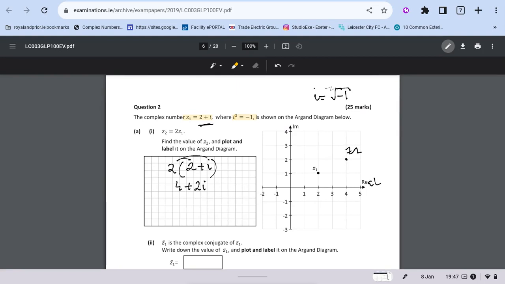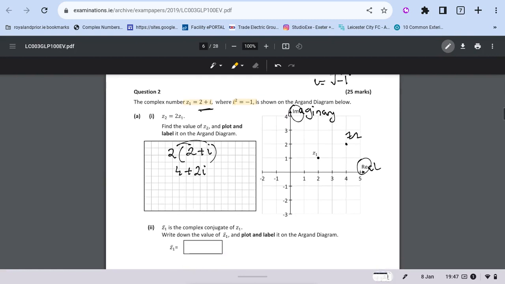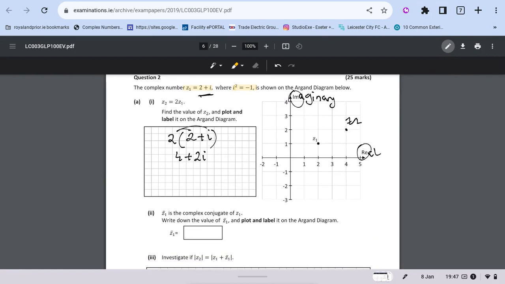Remember, this axis, once again, is my real. My y-axis is my imaginary axis, and it tells us that here, your Re and your Im. Z1 cap is the complex conjugate. Now the conjugate, remember, just means change the sign of the imaginary bit. So Z1, I'm just going to write down here because I might need it, is 2 plus i. Write down the value and plot it in the diagram. So change the sign of the imaginary bit to minus i. So 2, and then down there, Z1 cap, Z1 conjugate.